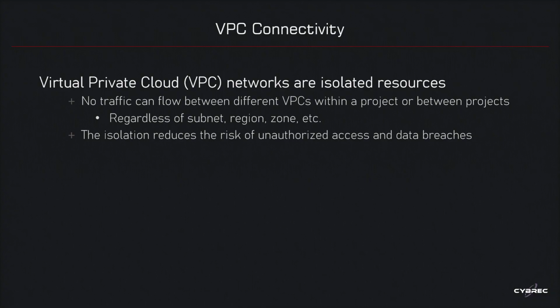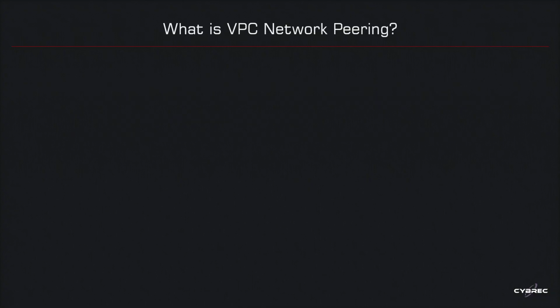And this isolation is something that actually is required because it reduces the risk of unauthorized access and data breaches. This is why Google designed the cloud in this way. By default, VPC networks are not supposed to reach each other.